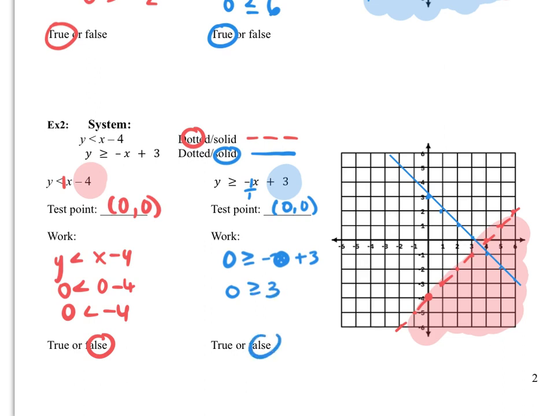So when it's time to shade, we're going to shade on the opposite side of the origin, and so then the overlapping shaded region here is where our solutions are located. So that means anything in this zone, anything on this section of the blue line, but not on this section of the red line, are going to be solutions.